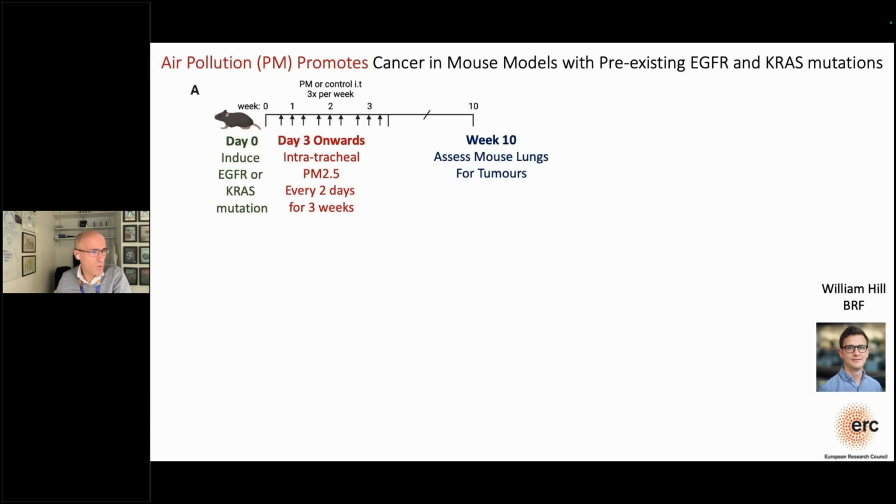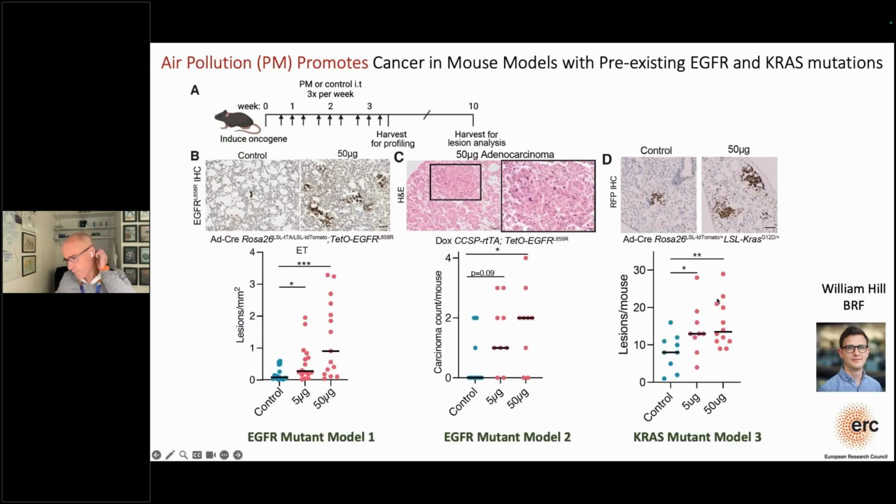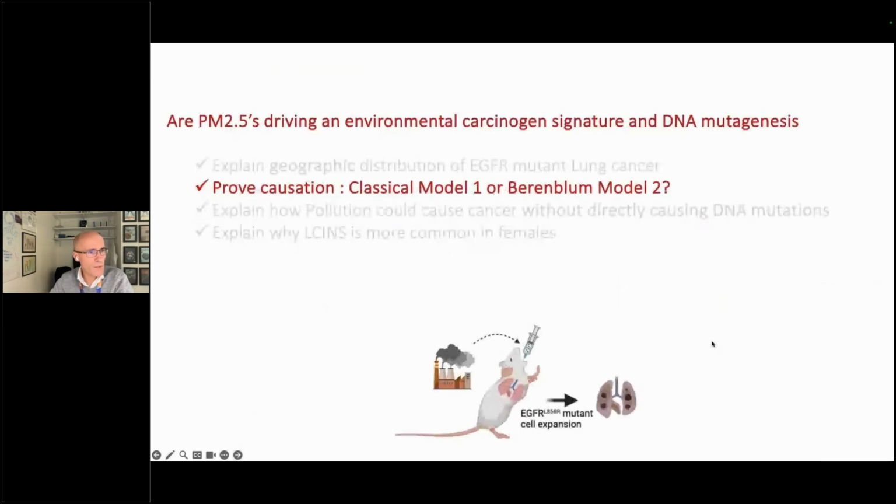And for each of our mouse models, we show a dose-dependent increase in the number of EGFR or KRAS mutant lung cancers that are formed in these mouse models. So as the doses of PM2.5s rise in red, so do the number of lesions formed in these mice. So the big question was, is pollution enhancing cancer formation by mutating DNA, classic mutation model number 1, or is it driving cancer formation by the Berenblum model, an initiator-promoter model, without driving mutations?